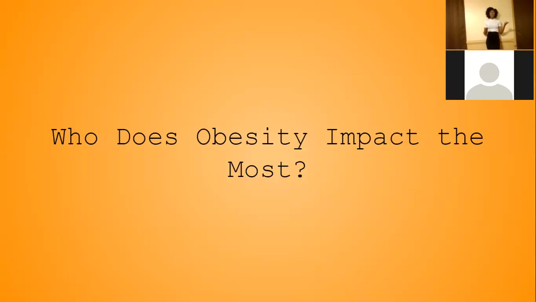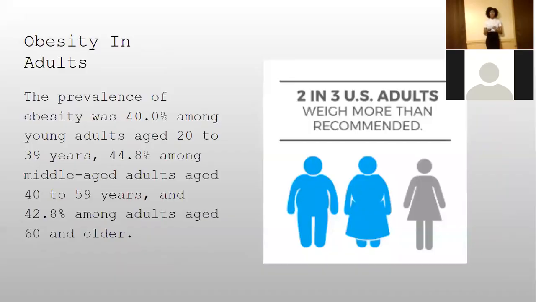Okay, so who does obesity most impact? Adult obesity. Something I found surprising was that with adult obesity, the 20s through 60s are basically the same in the rates: 40%, 44%, 42%. Those are the percentages of obesity in those ages, which I found to be very interesting.